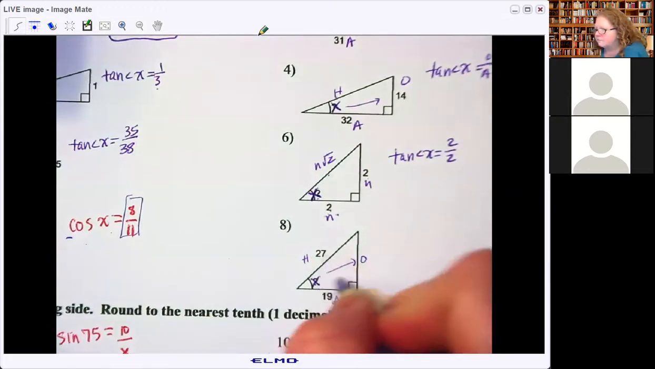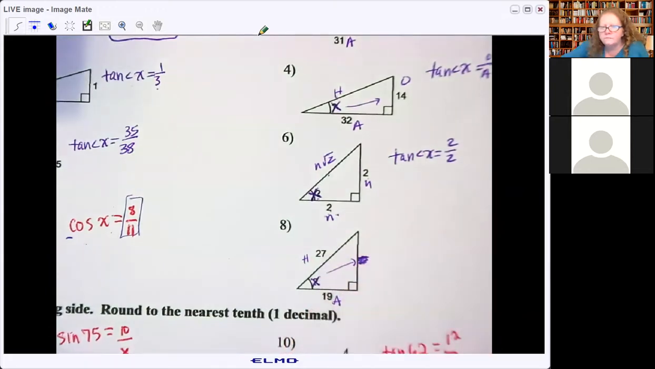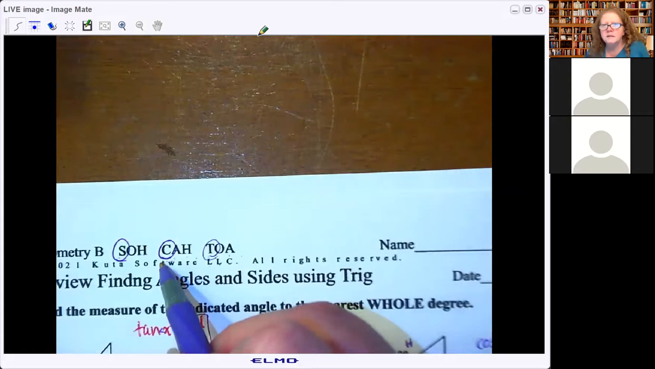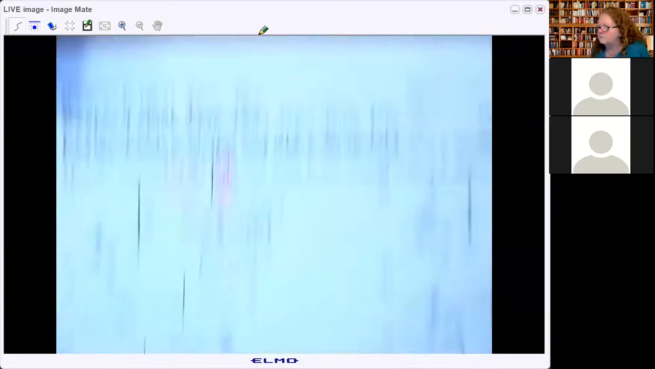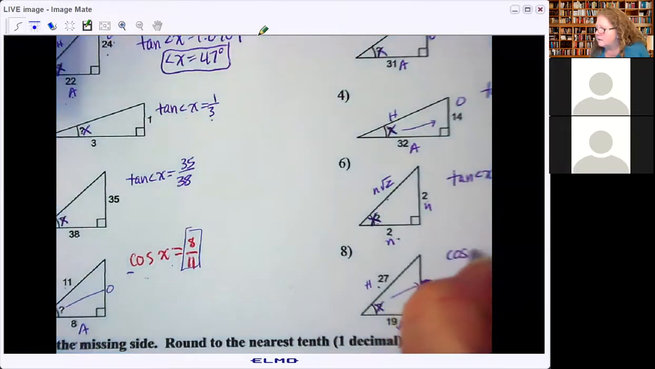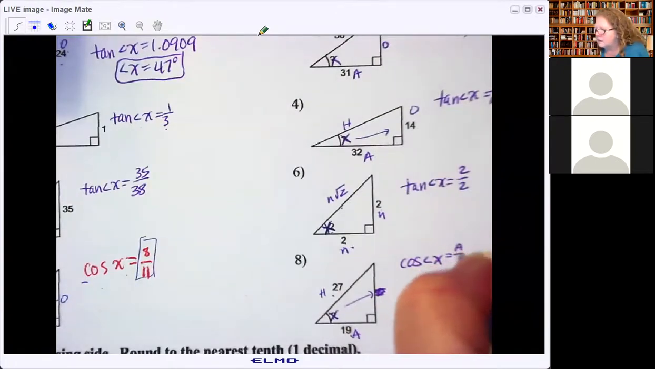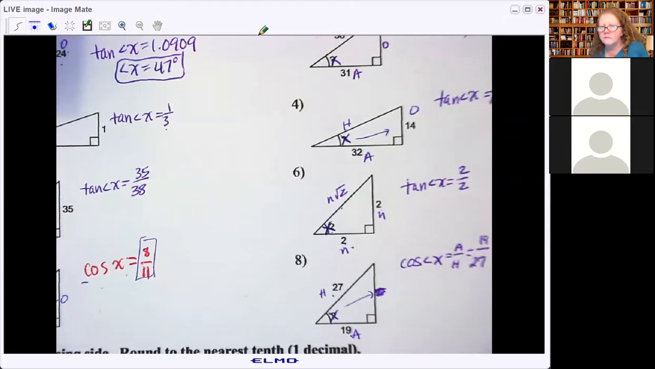So looking at our triangle, we've done this before. I don't have an O, so no O. I have an A and an H. So if I go back up here, I'm looking at A and H, I'm going to use cosine. So cosine of my unknown angle x is going to equal my adjacent over hypotenuse. Adjacent is 19, and my hypotenuse is 27. Now that's to set up the equation for us to solve.